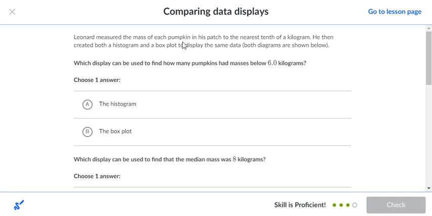Leonard measured the mass of each pumpkin in his patch to the nearest tenth of a kilogram. He then created both a histogram and a box plot to display the same data. Both diagrams are shown below. Which display can be used to find how many pumpkins had a mass below 6 kilograms?